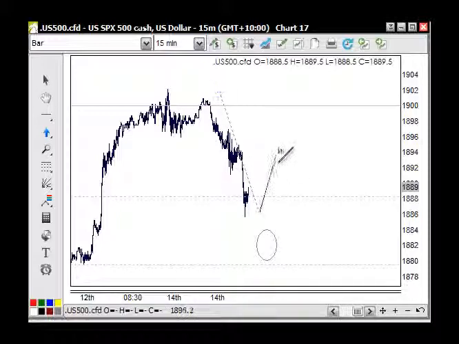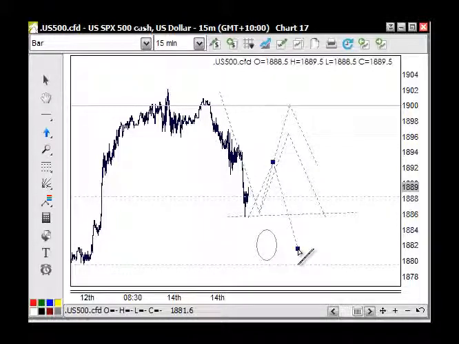5 waves down, 3 waves back up, another 5 waves down here. It may end up being a flat correction. It depends on how far this goes. If this goes high here, then you'll have a shallow one here. If it just goes low here, then you'll have a move down further. That's just sentiment stuff.